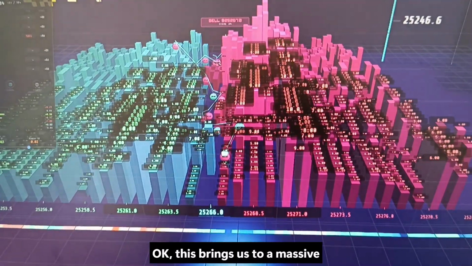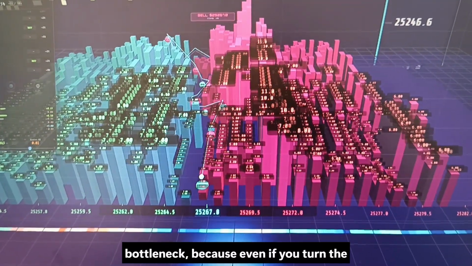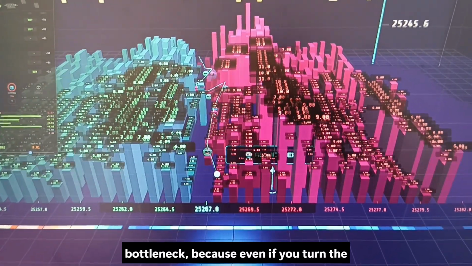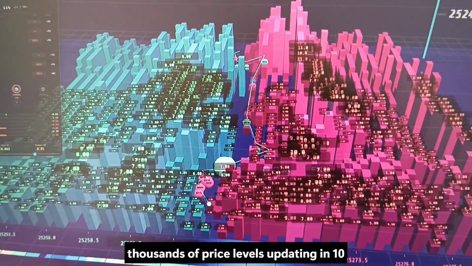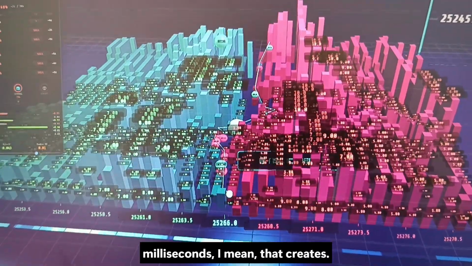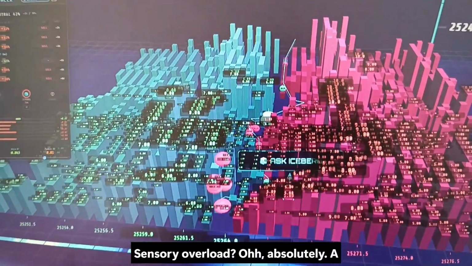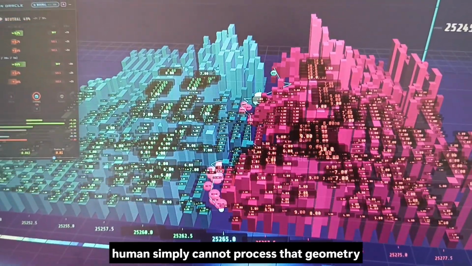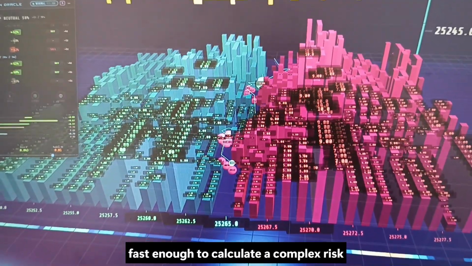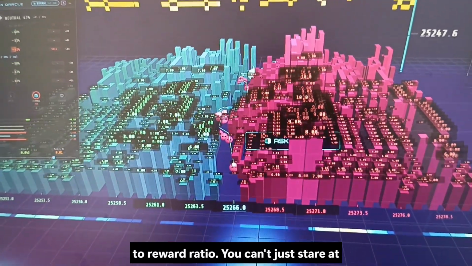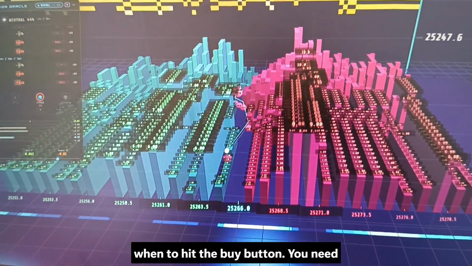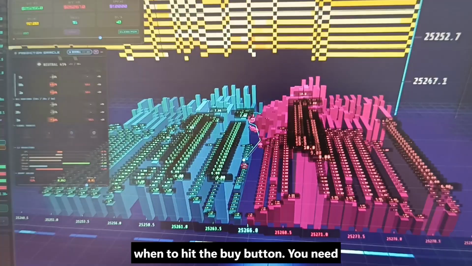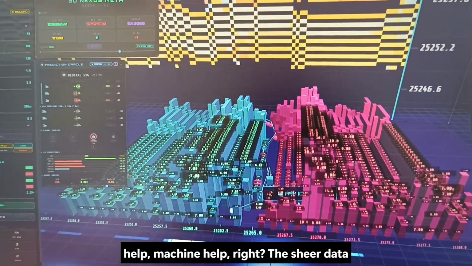But okay, this brings us to a massive bottleneck. Because even if you turn the data into a beautiful 3D map, visualizing thousands of price levels updating in 10 milliseconds, I mean, that creates sensory overload. Oh, absolutely. A human simply cannot process that geometry fast enough to calculate a complex risk-to-reward ratio. You can't just stare at a pulsing 3D canyon and magically know when to hit the buy button. You need help. Machine help. Right. The sheer data velocity demands it.